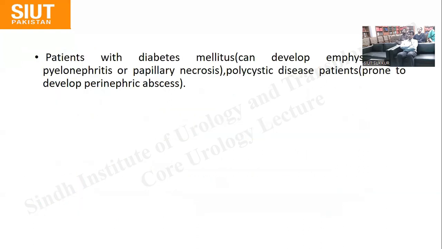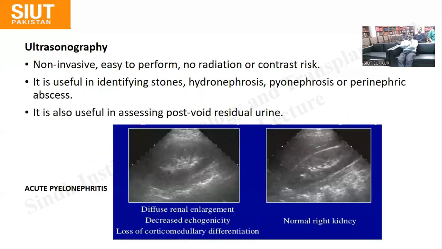Abnormalities that cause bacterial persistence should be sought. Patients with diabetes mellitus, who can develop emphysematous pyelonephritis or papillary necrosis, and polycystic kidney disease, should be properly imaged.